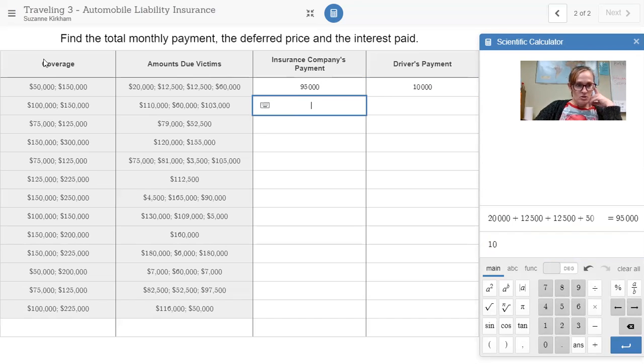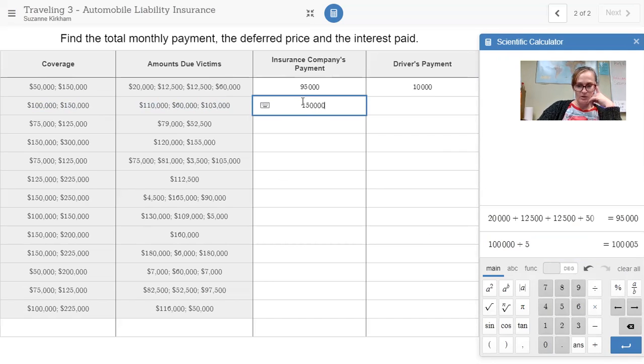Okay. All right, let's do the next one. So we've got $100,000 as the most they will pay for each person, and the most they'll pay total is 150,000. So let's look at each of the amounts the victims will get. There's 110,000, 60,000, and 103,000. So we're gonna go 100,000 plus 50,000. So they're gonna pay out the whole 150,000.